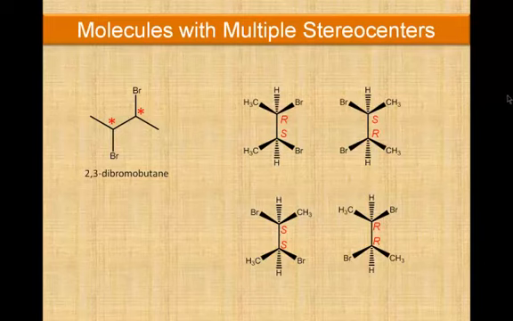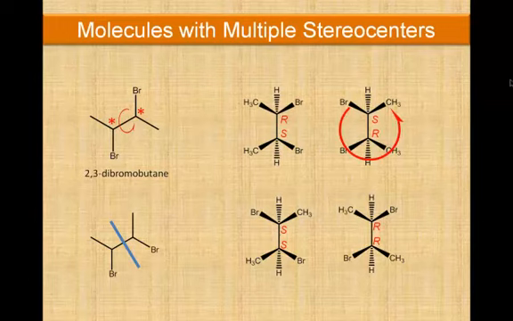I want to point out that these structures that you are looking at represent only 3 stereoisomers, not 4 stereoisomers. It may not be immediately obvious to you that there is a plane of symmetry in 2,3-dibromobutane. Remember that I can rotate freely around a single bond, and if I rotate around this bond in the center, that will give me a new representation, and in this representation you can see immediately that we do have a plane of symmetry, or a mirror plane.